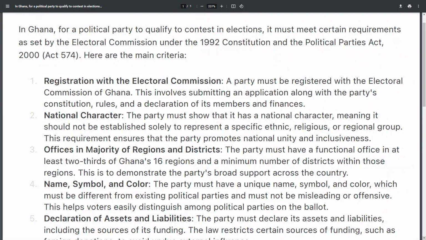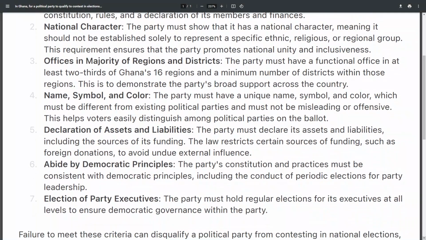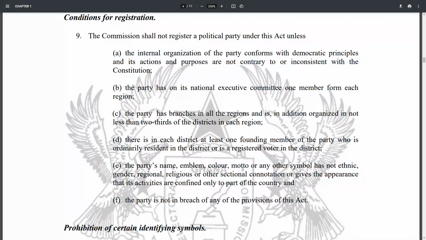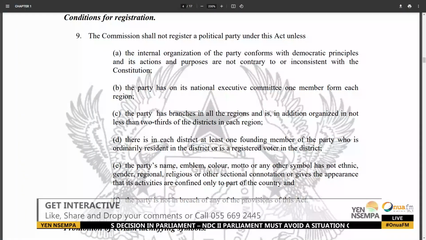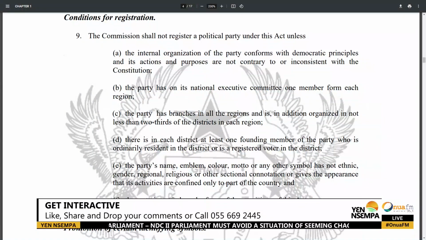Number 4. So there can be a digital office? Look, please don't bring any digital office here. What is an office? What do you mean by digital office? Do you need a building to demonstrate some office? Of course you need an office. You need a place, that is what it states. There's nothing called digital office. The Electoral Commission doesn't state digital office. Let's not confuse people.